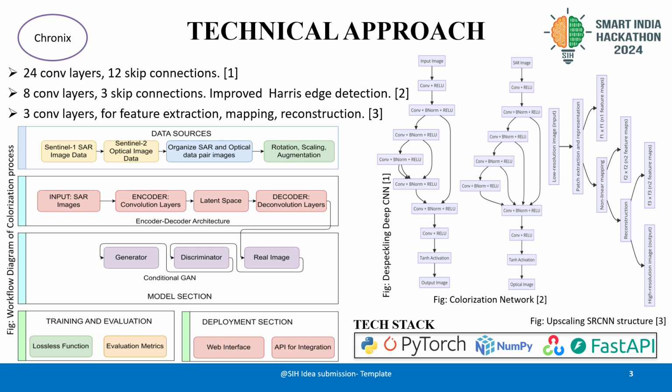Last model in our pipeline is the upscaling model, which implements a super resolution CNN with three convolutional layers for feature extraction, nonlinear mapping, and reconstruction. Here we can see a very detailed diagram of how the colorization model works.